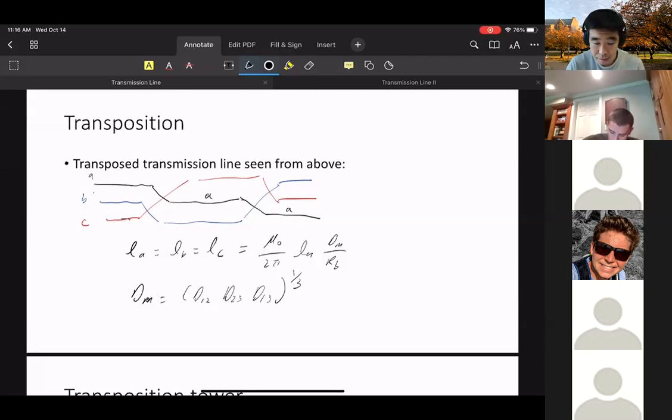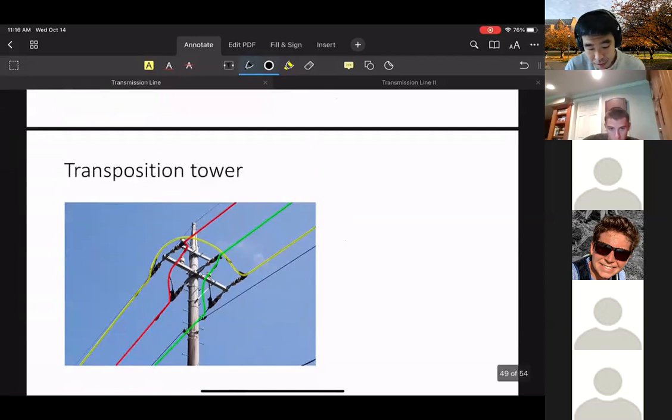So you see this in practice. If you go out and look at a transmission tower carefully, you'll see this kind of transposition. One phase will come in and get shifted. Then the yellow and the green, the positions all change to make sure things are symmetrical over an average. So we don't distinguish the phases from each other. It's not like A phase impacts B phase differently than C phase. So this is for symmetry.